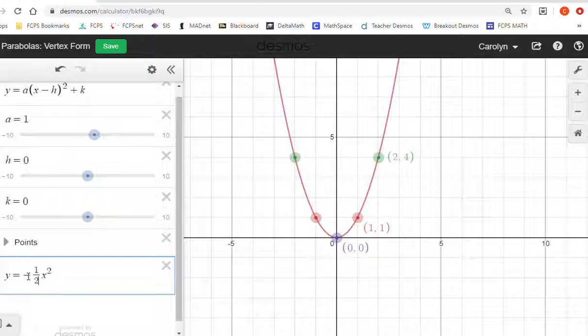Okay, there's your parent. What's going to change? Minus 1/2. Wider, narrower. Label those 3 points and see if you can label the other points, those symmetric points. Stretching the parabola is the hardest thing to do, which is why we're practicing.